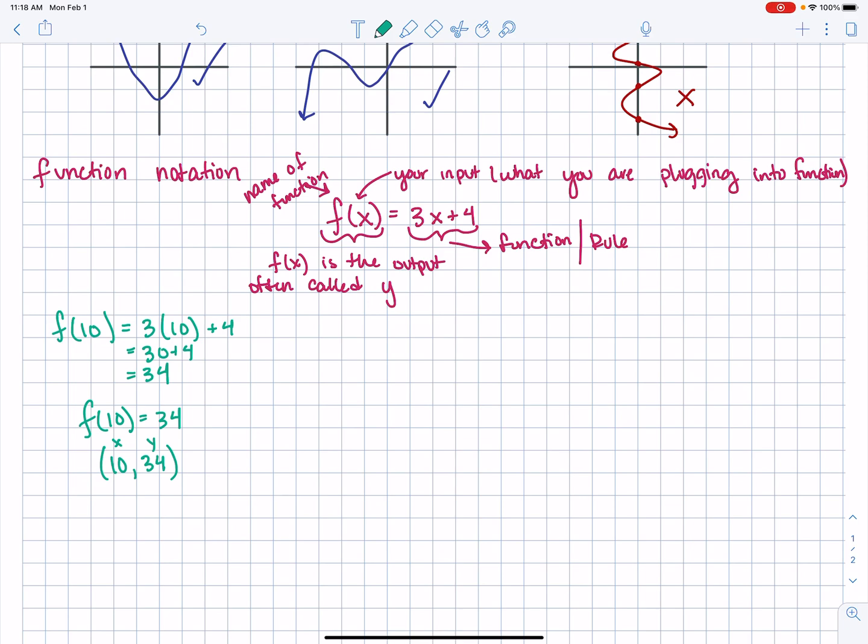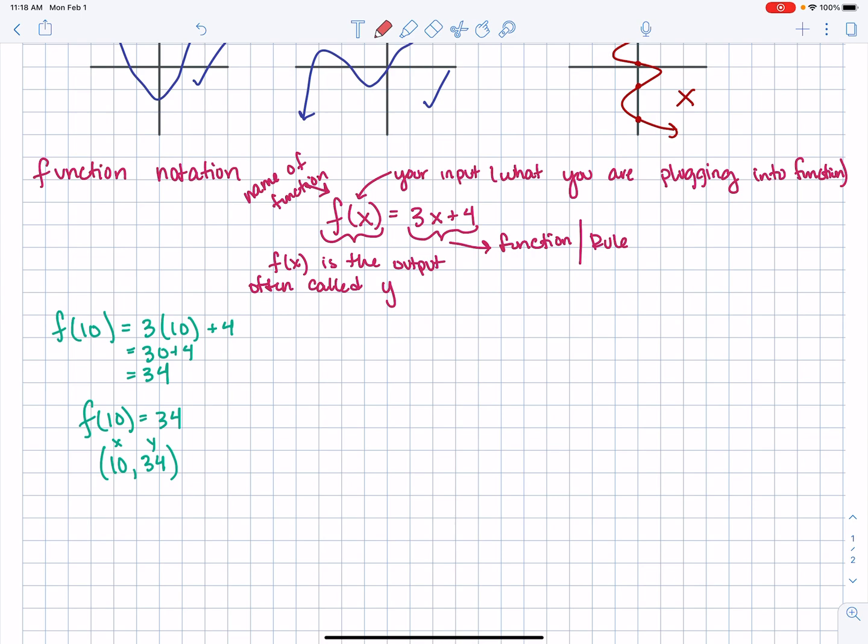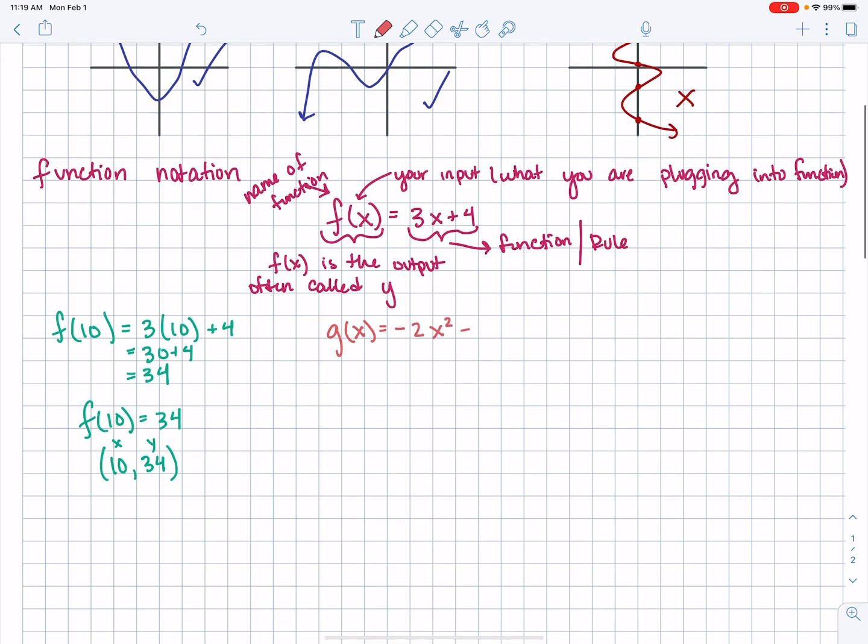So far, pretty simple. Now let's introduce a little bit of a different function here. Use this kind of peachy color. Let's introduce g. And g of x, it's a different function, I named it with a different letter, is equal to negative 2x squared minus 3x. And I'm going to ask, what's g of negative 4? AKA, what's the output when the input is negative 4?